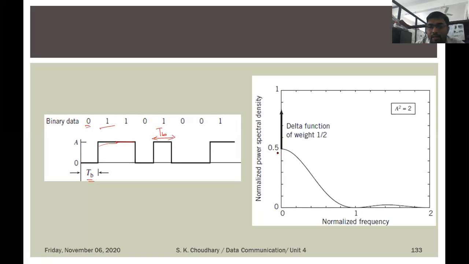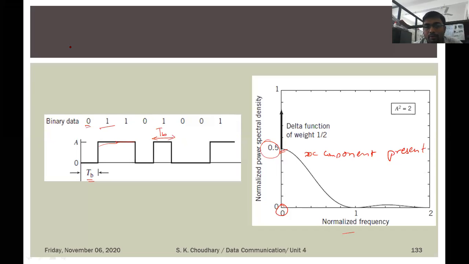You can see a graph I have shown here, normalized power spectral density versus normalized frequency. If we calculate the normalized power, it becomes A squared upon 2, so the weight is 0.5 A squared. At zero frequency there is the amplitude of A squared upon 2. That's why DC components are present. This is one of the major drawbacks of the unipolar NRZ signal.